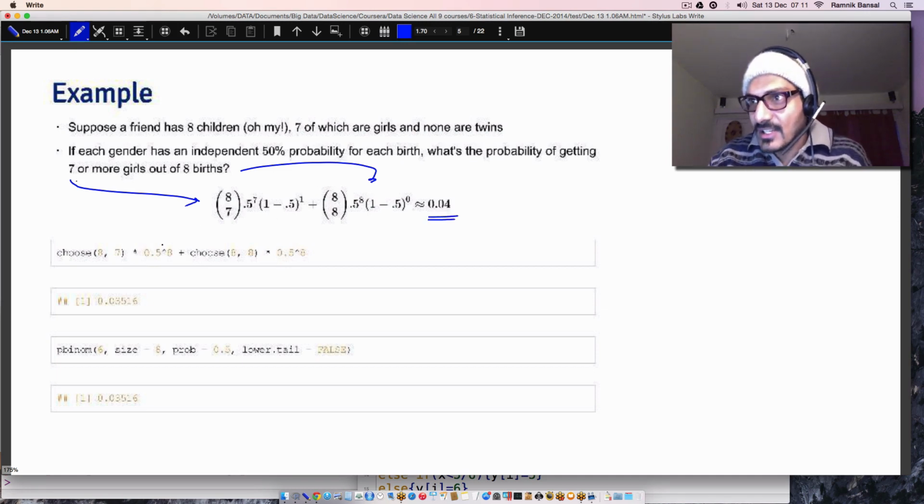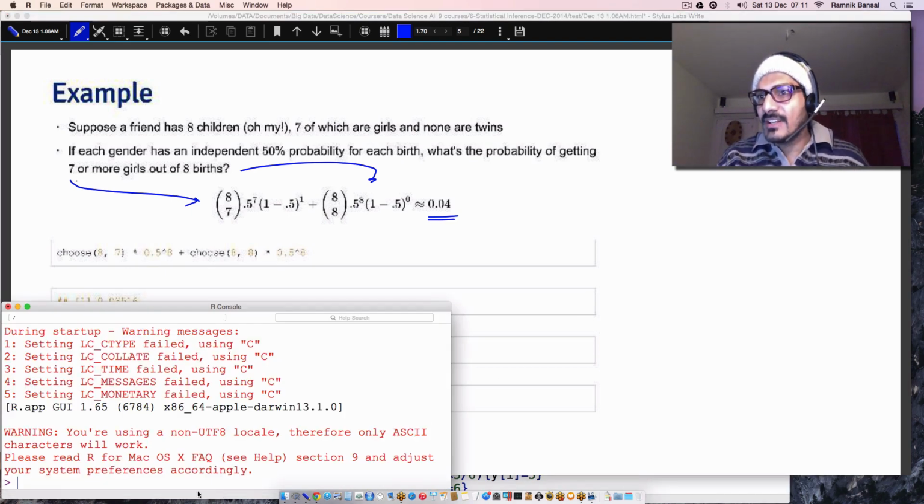You've already done this. How about doing this using R? We use the function choose. What does choose do? Effectively it is nCr, nCk. So I say choose from 8, choose 7. That's the first thing, and then I multiply 0.5 raised to the power 7, and again 1 minus 0.5, that's again 0.5, raised to 1. So this would be my calculation for the first part.